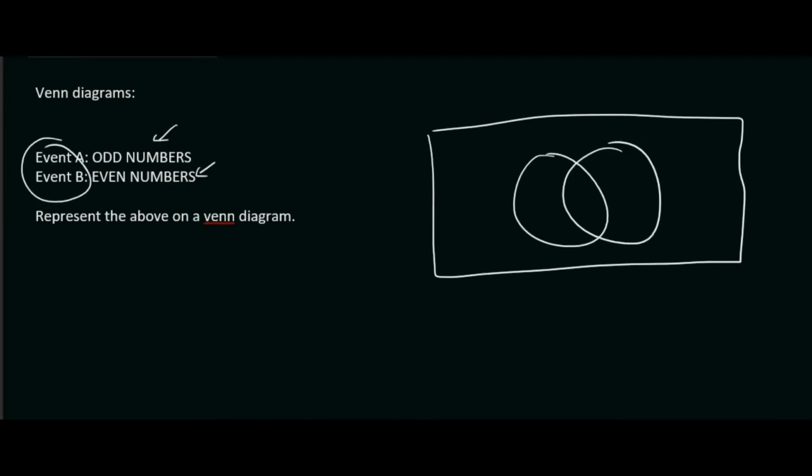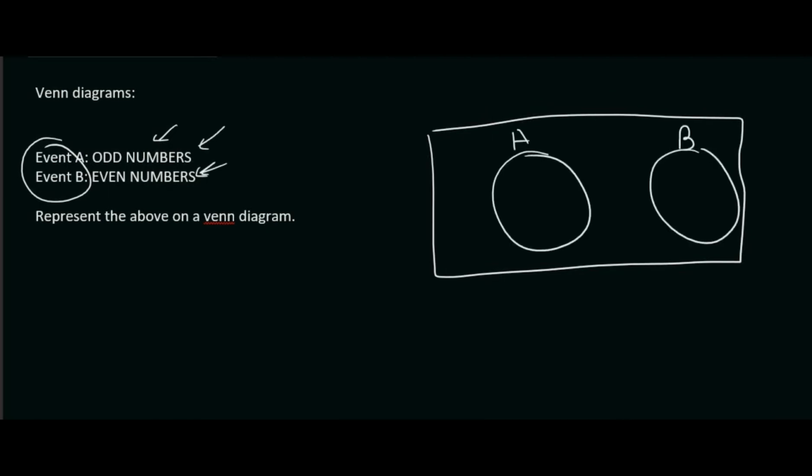But now I don't know if I should make them intersect or if I should keep them separate, like that. Well, it's quite easy. The one is odd numbers and the other one is even numbers. So they're not going to intersect. So they're definitely going to be separate. Okay, so event A, event B. Event A is all the odd numbers.